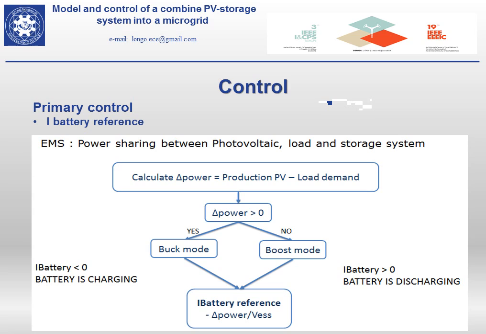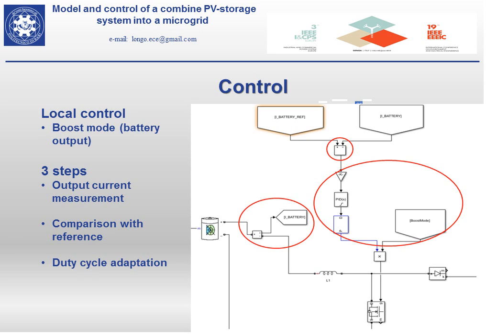In the literature, we have observed that the control is often divided in two levels: the primary control, which fixes the global parameters value. In our cases, it fixes the excess or default mode of energy and the current battery reference. So what is the target of the battery current, which has either to go in or go out of the battery. It affects the local control, also called secondary level.